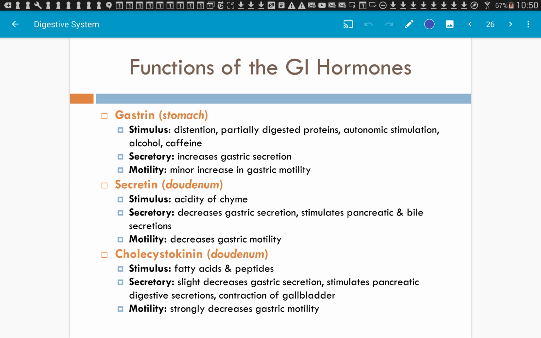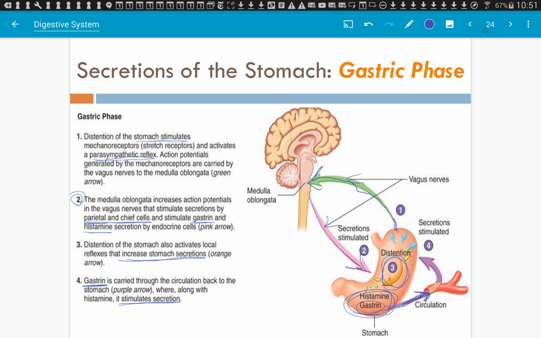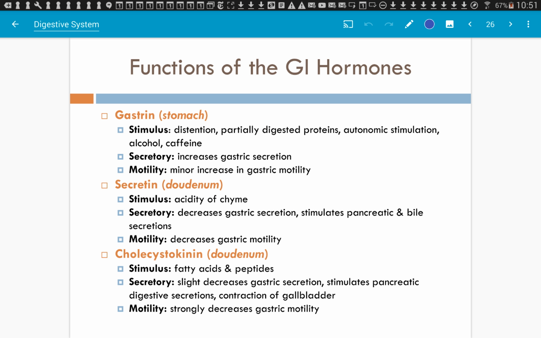Okay, so we're going to talk about each of those hormones now a little bit more that we've mentioned in the previous slides, all those secretions. So gastrin, we talked about gastrin in the cephalic and in the gastrointestinal phase? The first two phases. Yep. Yes. Okay. So gastrin, what is it stimulated by?